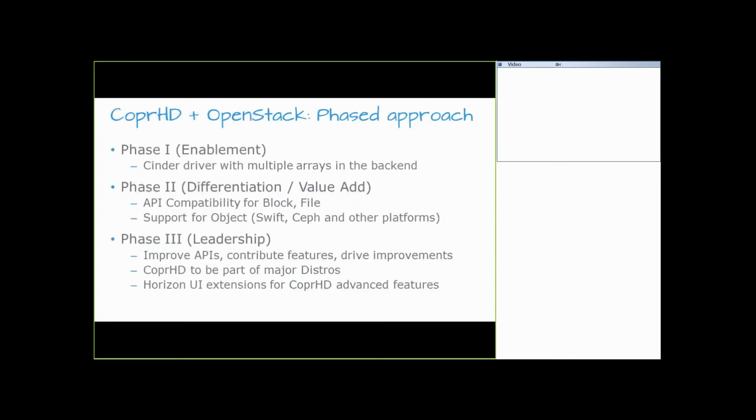Now, the phased approach, this is what we want to do. In phase 1, we did the Cinder driver. In phase 2, we want to implement the API compatibility. We also want to add support for object platforms. I mean, that is the other discussion we have, right? For API, whatever I did for block, the same thing can be done for file. For object, we need to add support for an object platform. Right?